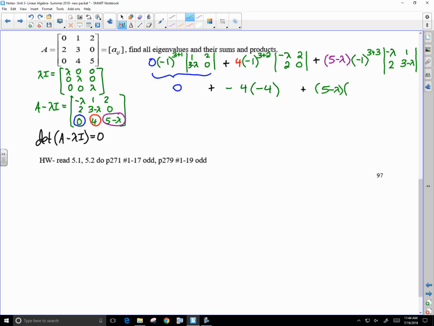Diagonal down would be the product of the negative lambda and the 3 minus lambda. Distribute that because we're going to end up with a polynomial anyway. So that's going to be lambda squared minus 3 lambda. And then minus diagonal up, which would be minus 2. And that whole expression should be equal to 0. But we'll get to that in a second. Okay, so a little cleaning.